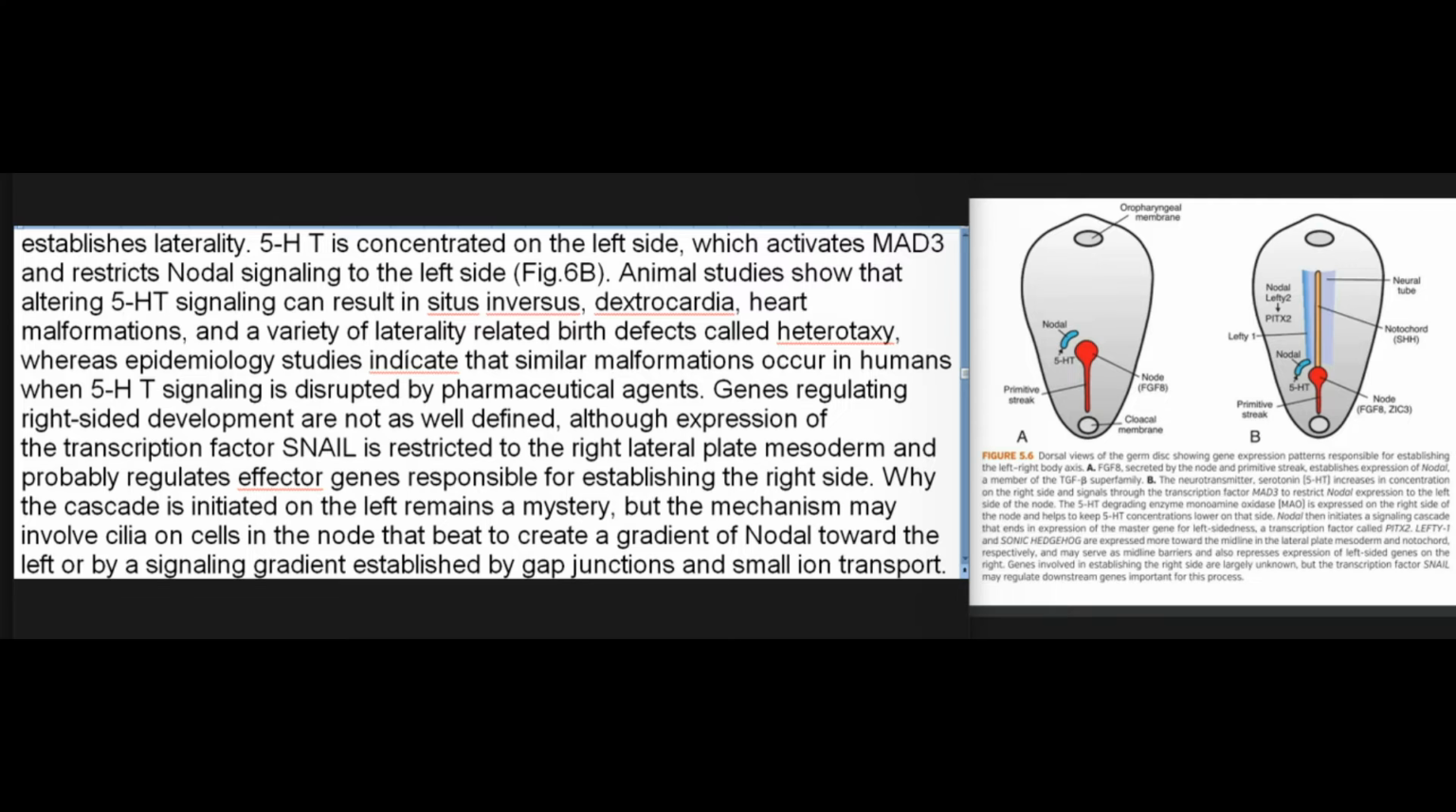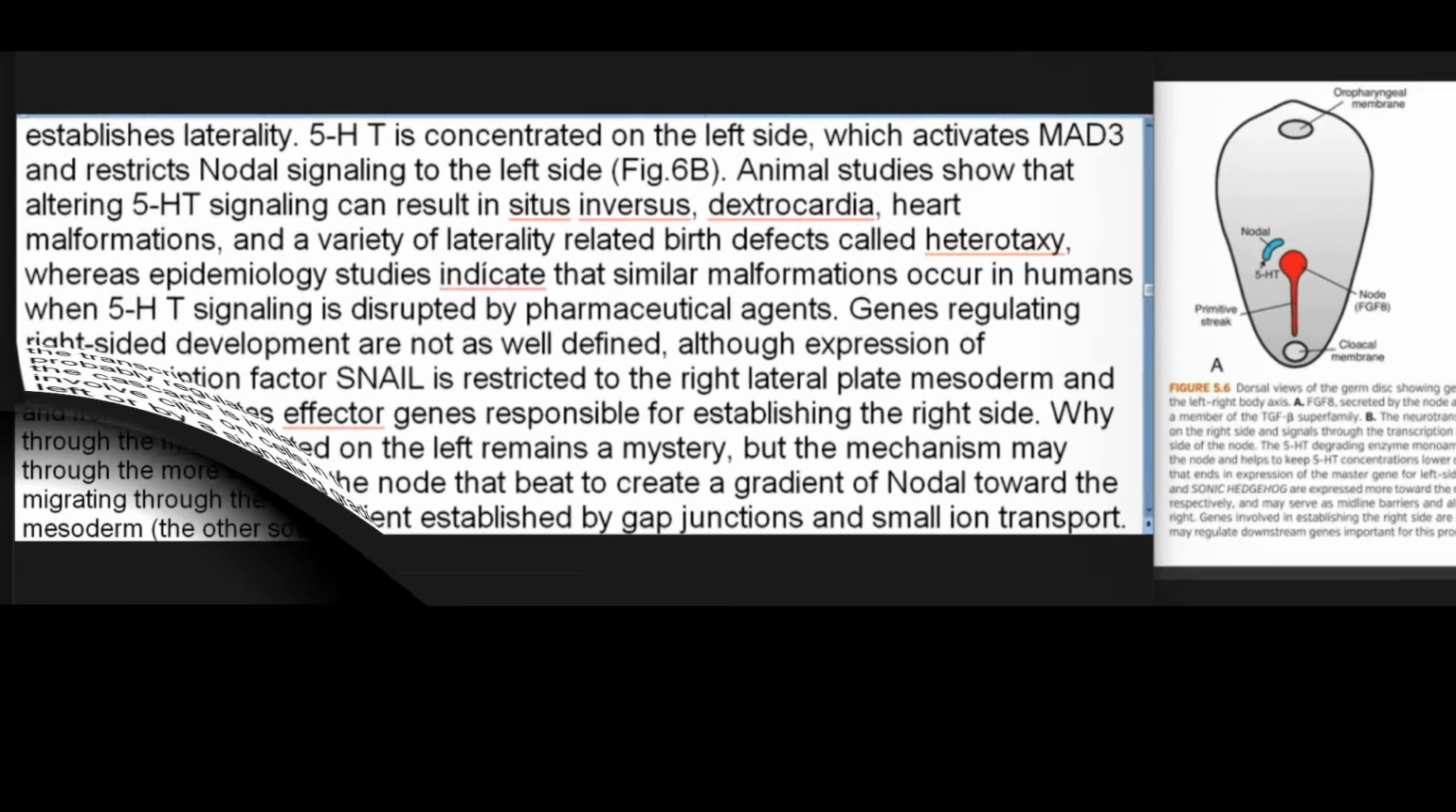pharmaceutical agents. Genes regulating right-sided development are not as well defined, although expression of the transcription factor SNAIL is restricted to the right lateral plate mesoderm and probably regulates effector genes responsible for establishing the right side. Why the cascade is initiated on the left remains a mystery, but the mechanism may involve cilia on cells in the node that beat to create a gradient of nodal toward the left, or a signaling gradient established by gap junctions and small ion transport.